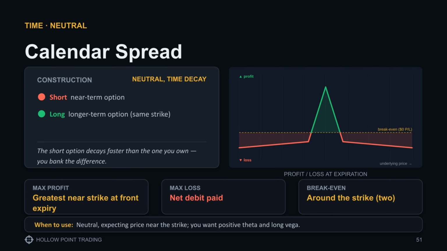It consists of selling a near-term option and longing a longer-term option at the same strike. You profit because the short option decays faster than the longer one you own. It is best used when you are neutral and want positive theta.